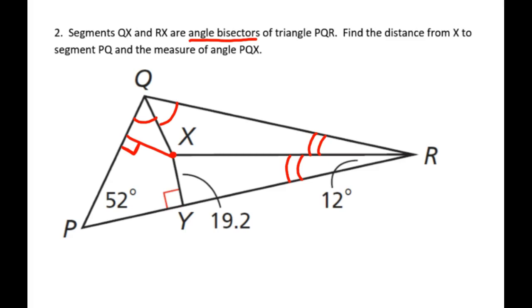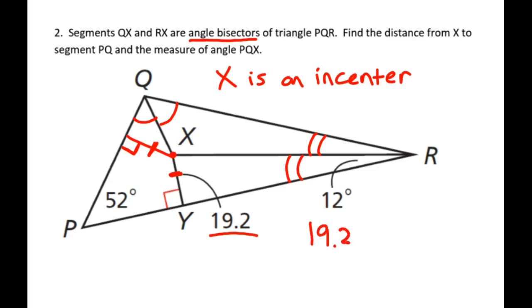And remember, since I have angle bisectors, that means X is an incenter. And if X is an incenter, it's equidistant to the sides. So this side right here is equal to this side right here in measurement. So if XY is 19.2, from X to PQ is going to be 19.2. They're equidistant.